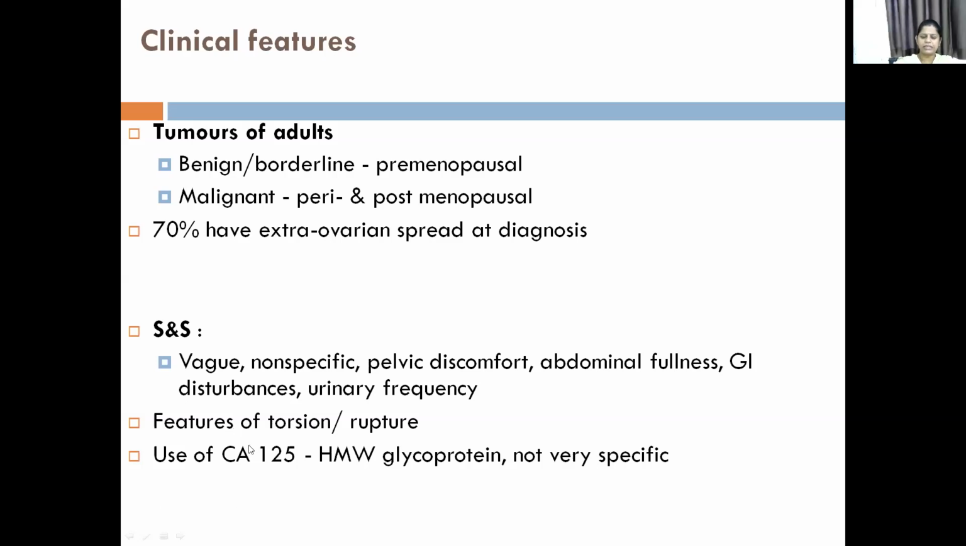CA125. This is a high molecular weight glycoprotein which is being used as a marker for ovarian tumors, but though not very specific, it has its uses. Usually, its levels are raised in ovarian tumors. Okay, CA125. It is a high molecular weight glycoprotein.